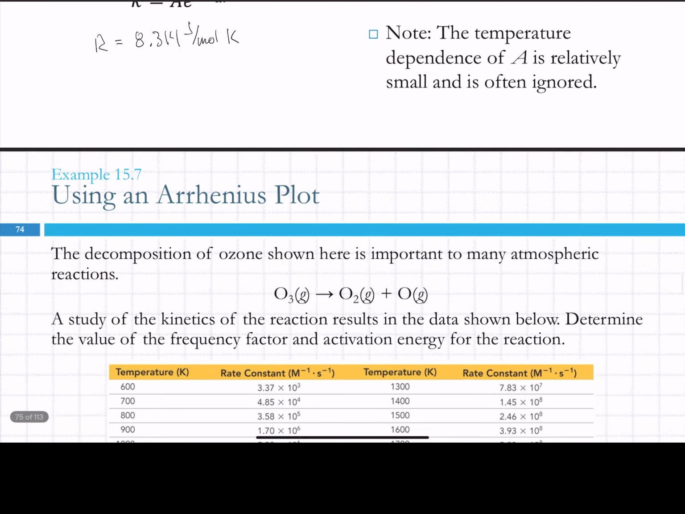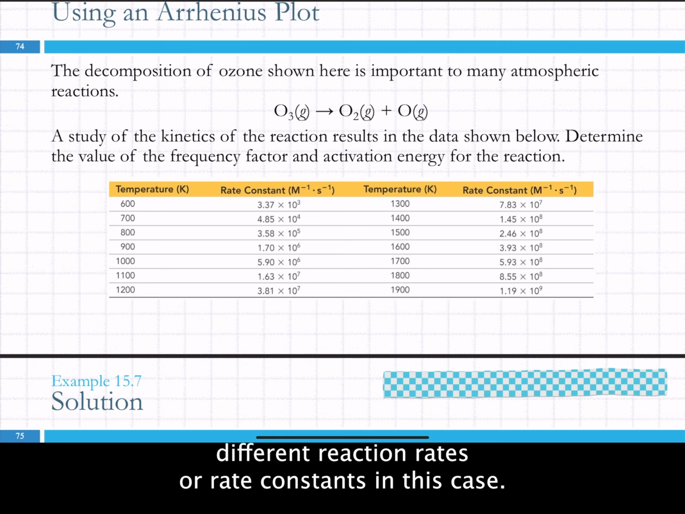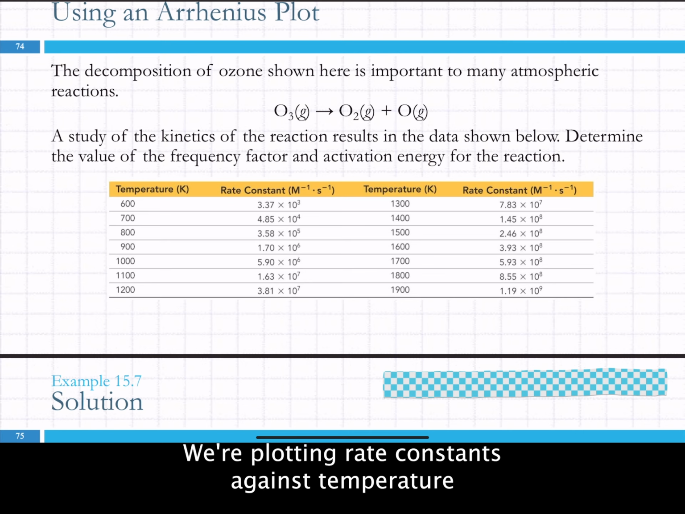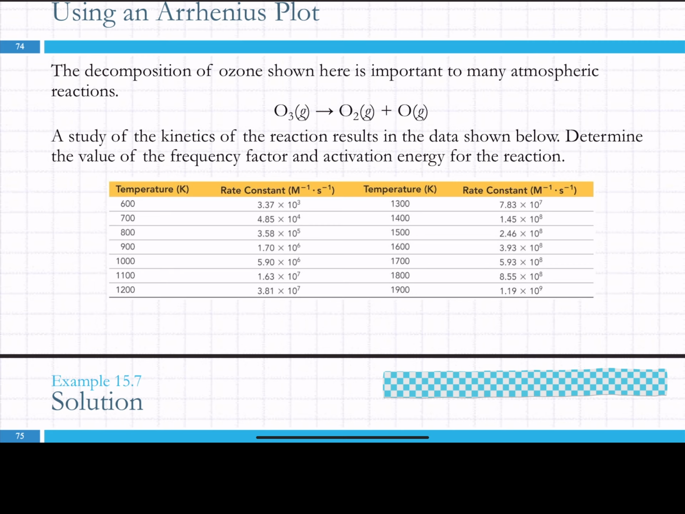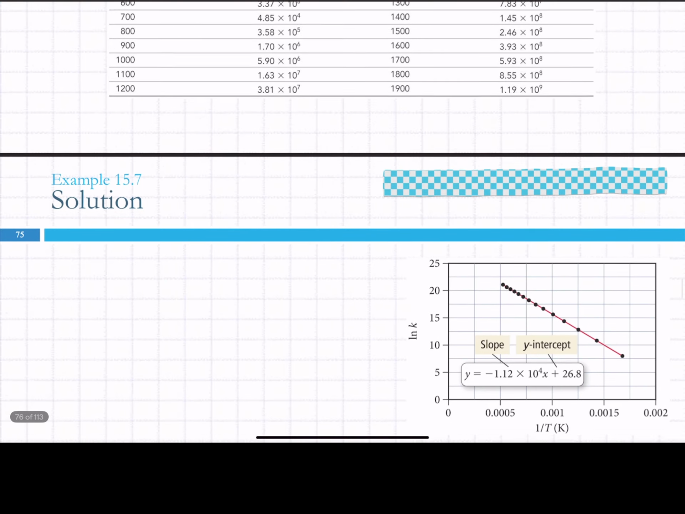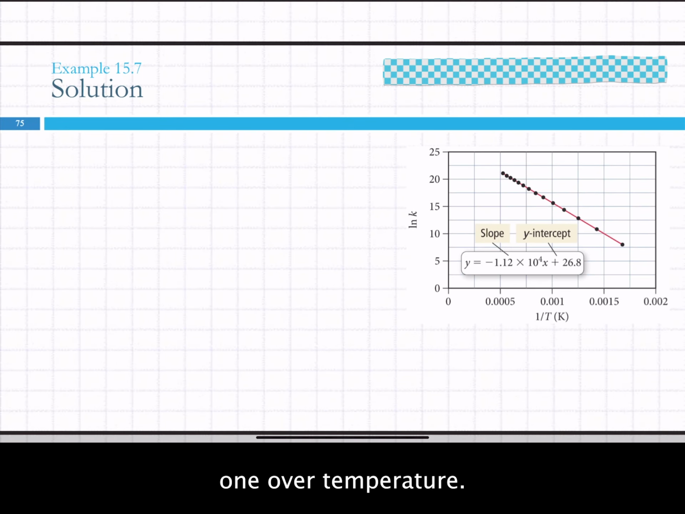So if we have enough data, we can plot all of our different reaction rates, or rate constants in this case, right? We're plotting rate constants against temperature. Temperature is the x, rate constant's the y. And if we plot those, we'll get a straight line plotting the natural log of the rate constant versus 1 over temperature. And now we can use this equation of the straight line to figure out information about the reaction.